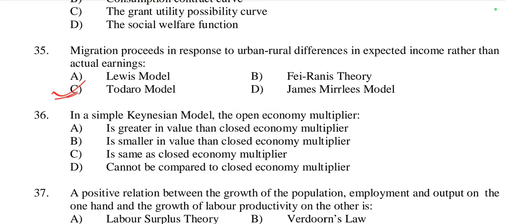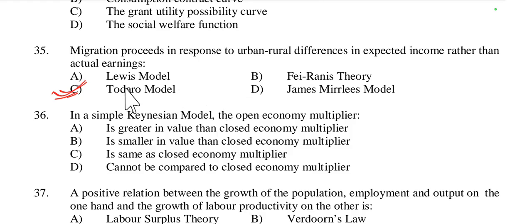Other options are the Todaro model. The Todaro model says that migration is influenced more by expected income differentials between urban and rural areas rather than actual income levels. So it suggests that individuals migrate based on their perception of job opportunities, which can lead to urban unemployment as migrants arrive seeking better prospects. So it is called the Todaro model.